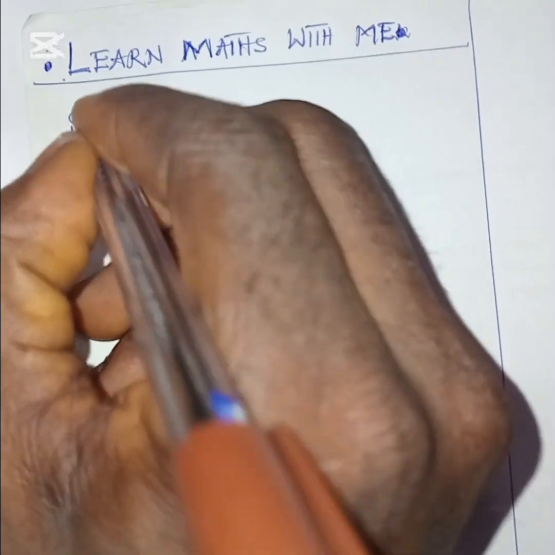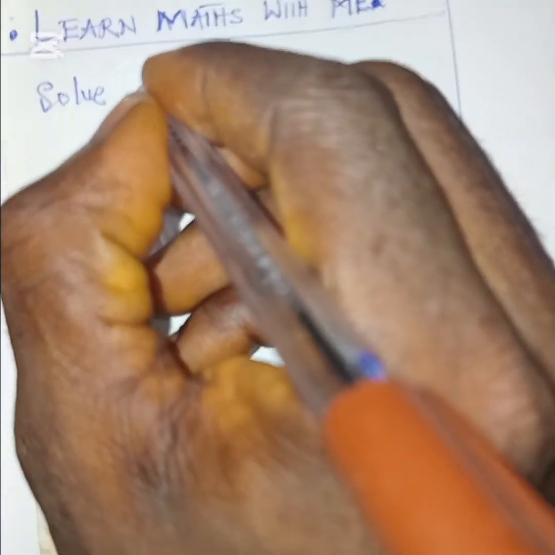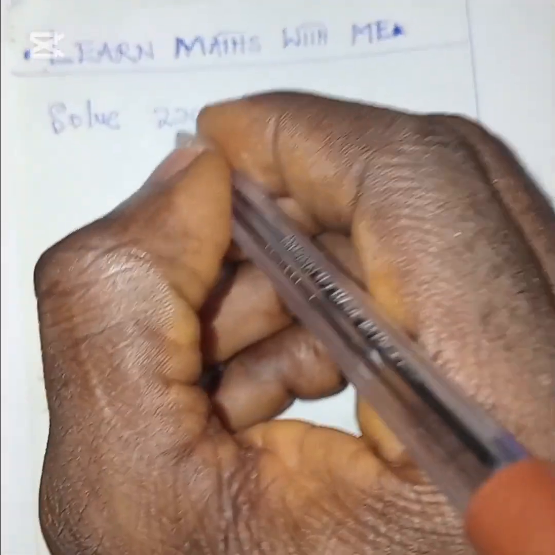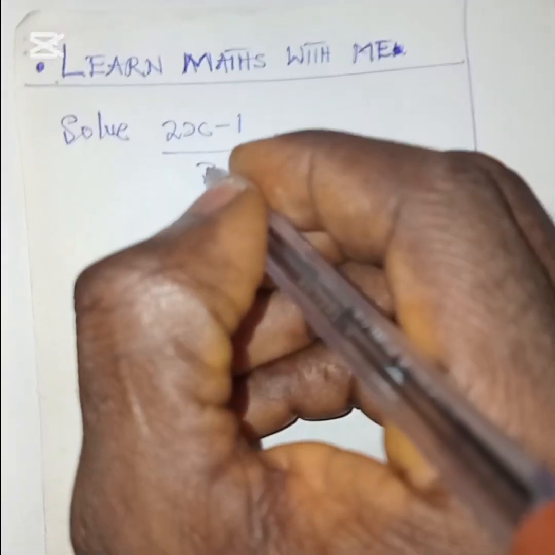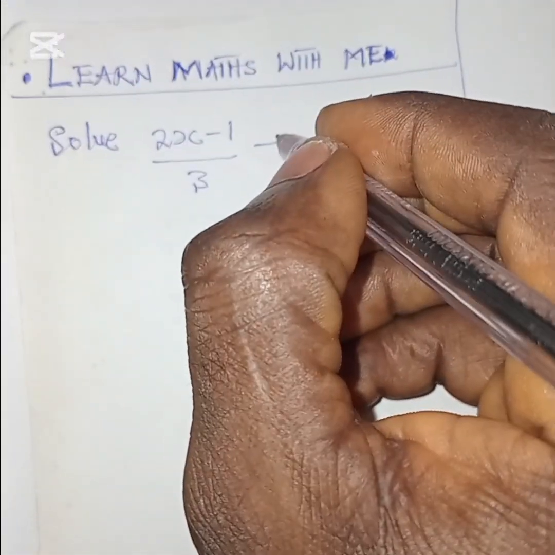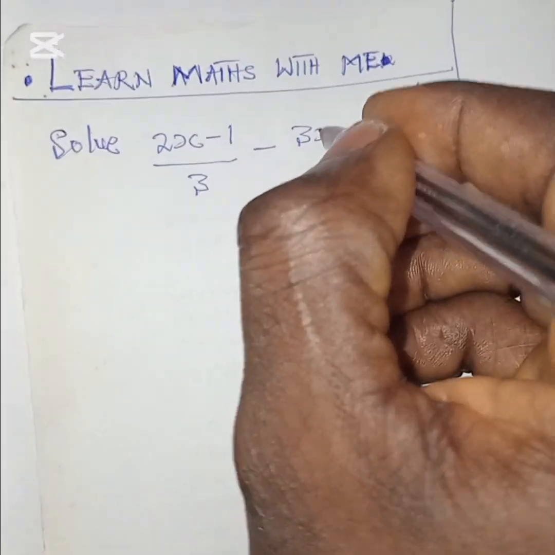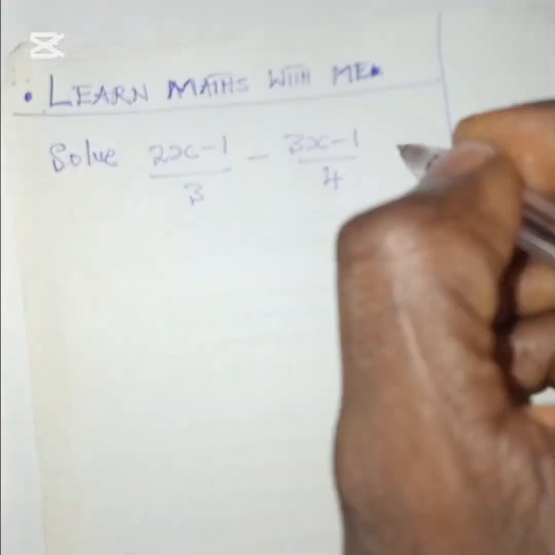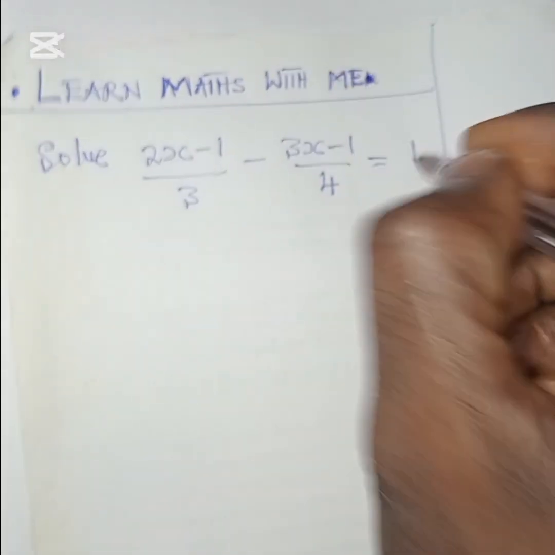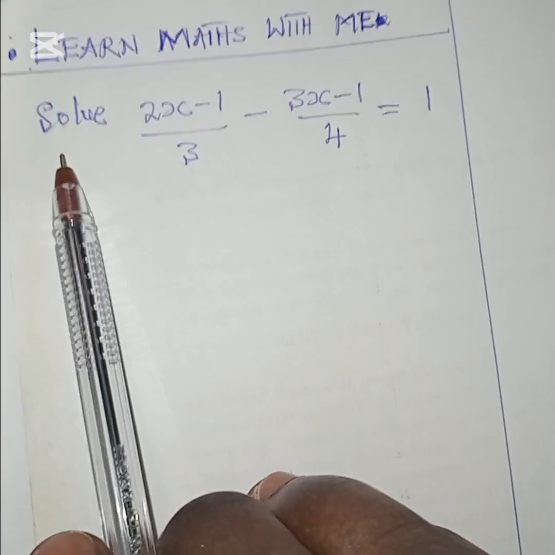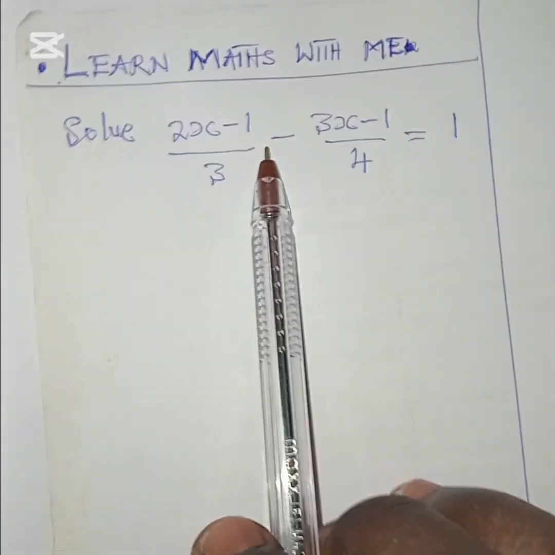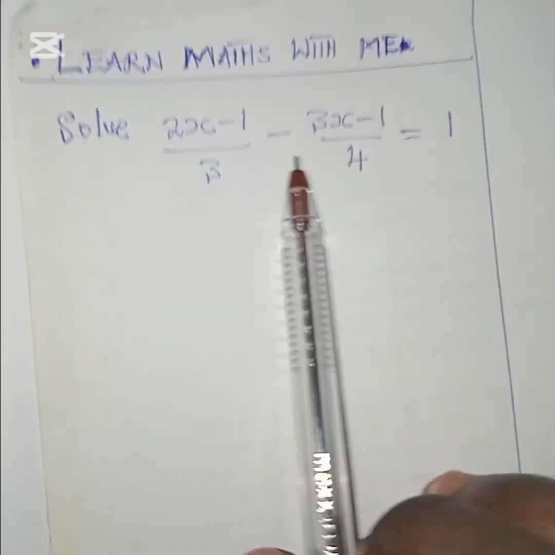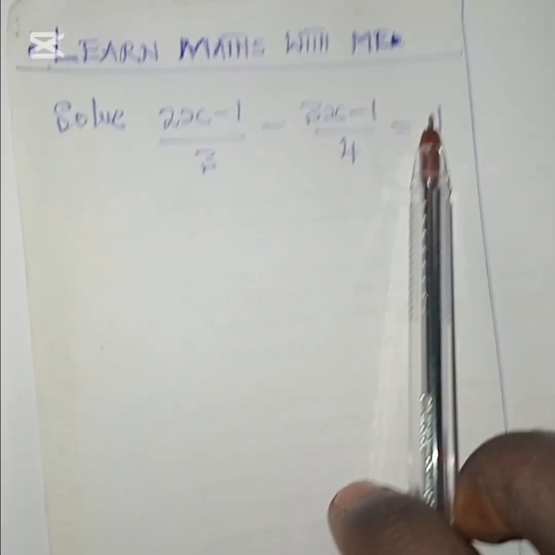The question says solve (2x minus 1) all over 3 minus (3x minus 1) all over 4 is equal to 1. Now look at the question. It says solve (2x minus 1) all over 3 minus (3x minus 1) all over 4 equals 1.